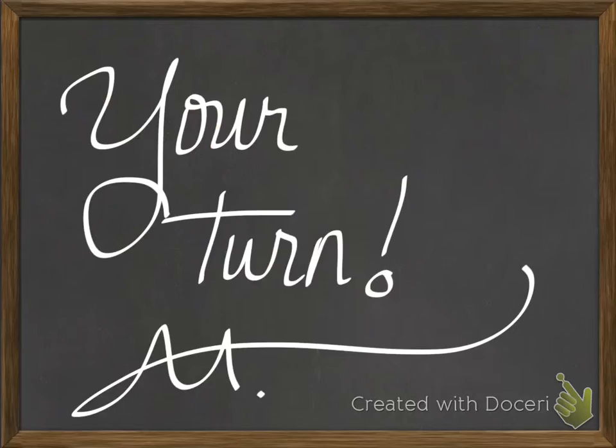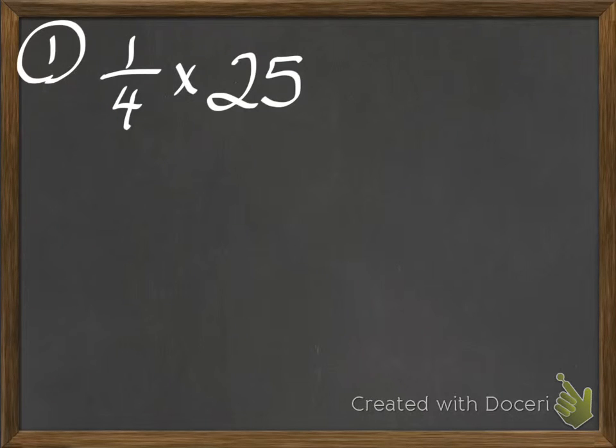Okay? So now it's your turn. Give this one a try. Number 1, 1/4 times 25. Make sure that you estimate.